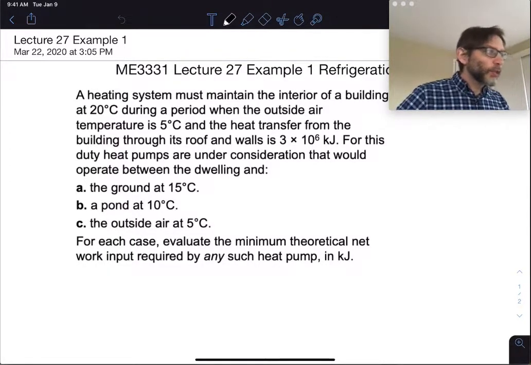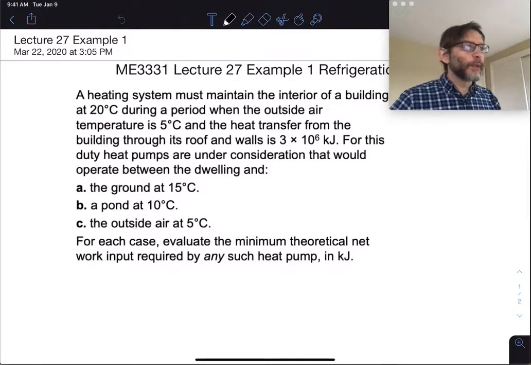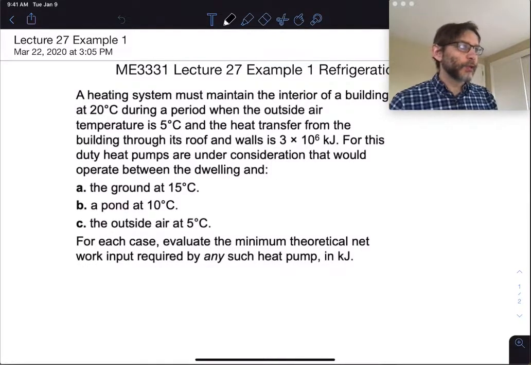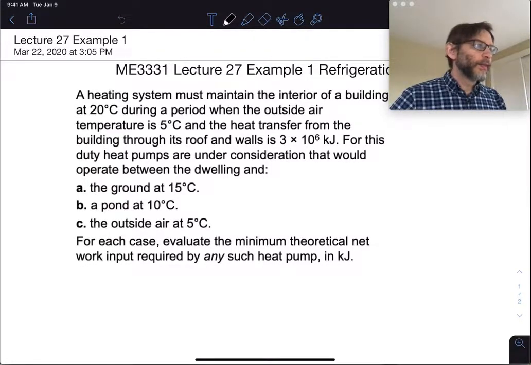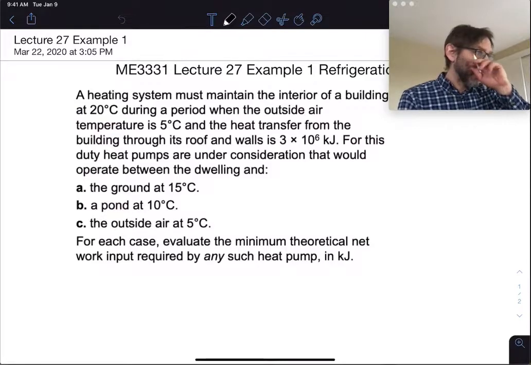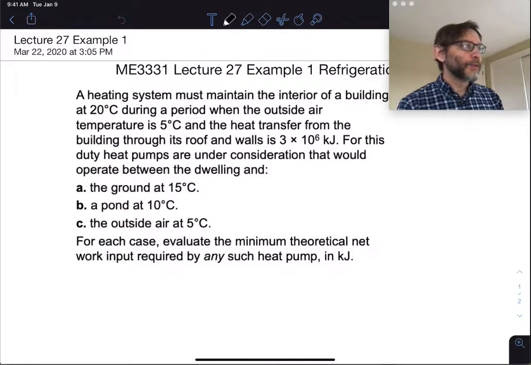Okay, so this one says, a heating system must maintain the interior of a building at 20 degrees C during a period when the outside air temperature is 5 degrees C, and the heat transfer from the building through the roof and walls is given as 3 times 10 to the 6 kilojoules. That's a lot of energy. Okay, must be a big building. 3 times 10 to the 6 kilojoules. All right, that'd be 3,000 megajoules.